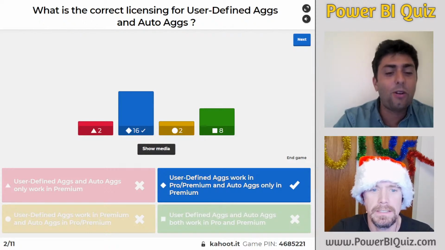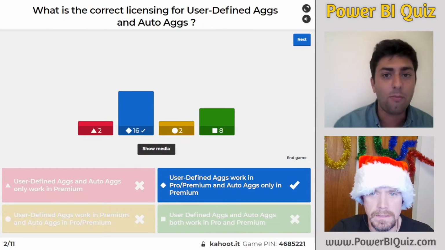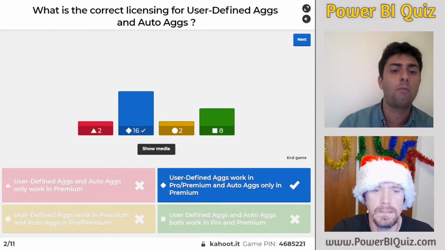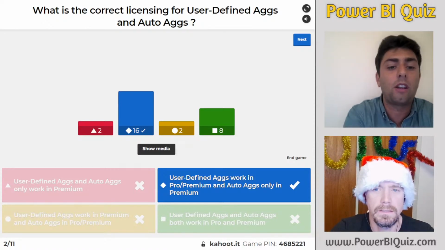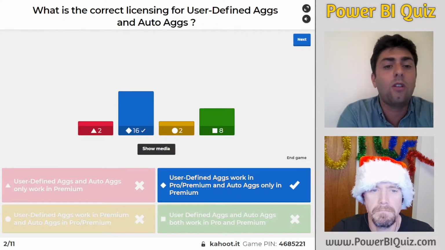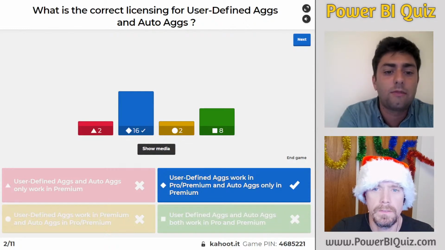Yes, so the correct answer was the user-defined aggregations. They both work in Pro and Premium. Not so many people know it, but actually you can use Power BI user-defined aggregations in Power BI Pro. It is not a Premium feature. And Auto Aggs, which was released by Microsoft a few months ago, only work in Power BI Premium. Yeah. So that was the correct answer.